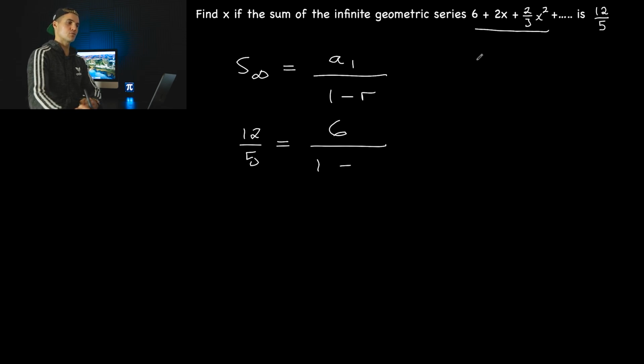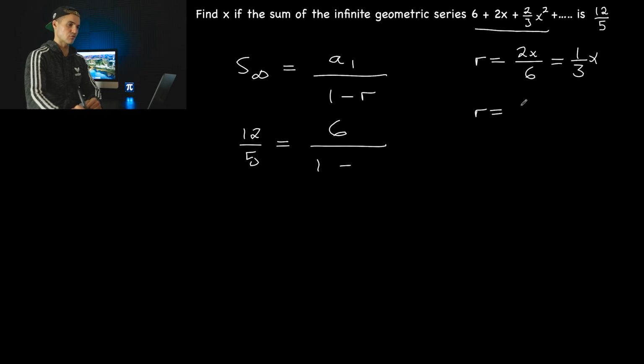Remember, if you ever want to get the r value for a geometric series or sequence, you can always take a term and divide it by the term before it. So we take this 2x and divide it by the term before, which is 6. That simplifies to 1 over 3x, or x over 3. Let's just keep it like this. Let's check it one more time with the other two terms.